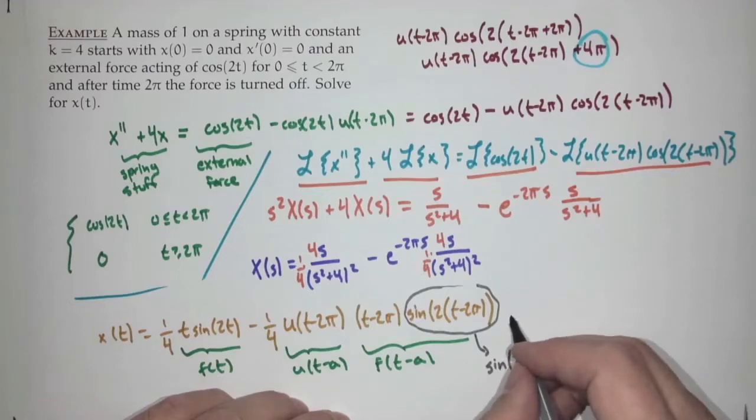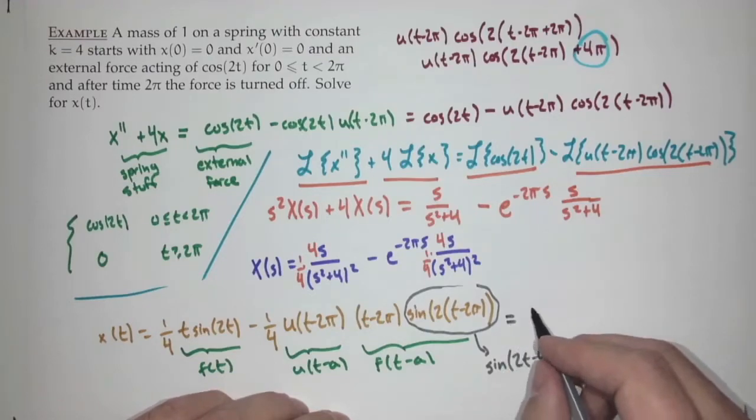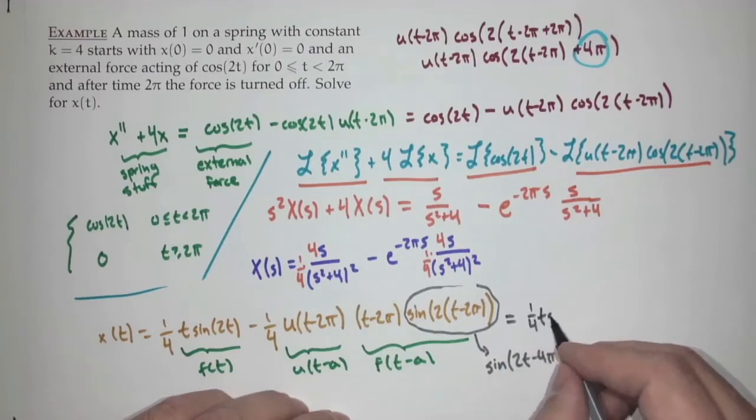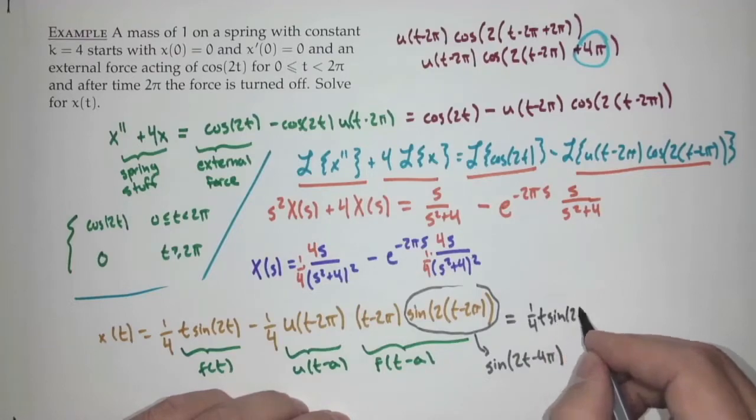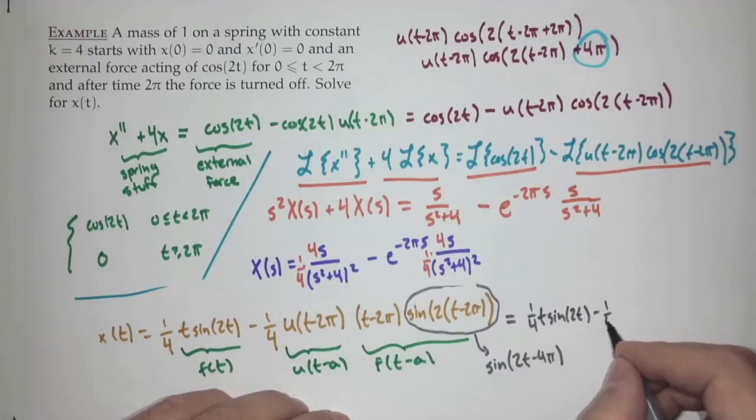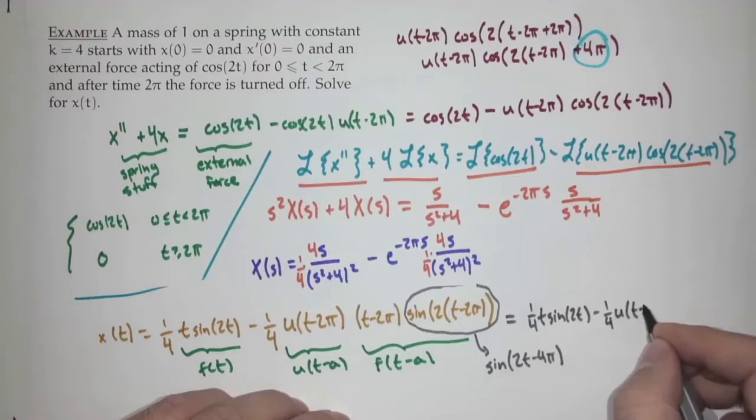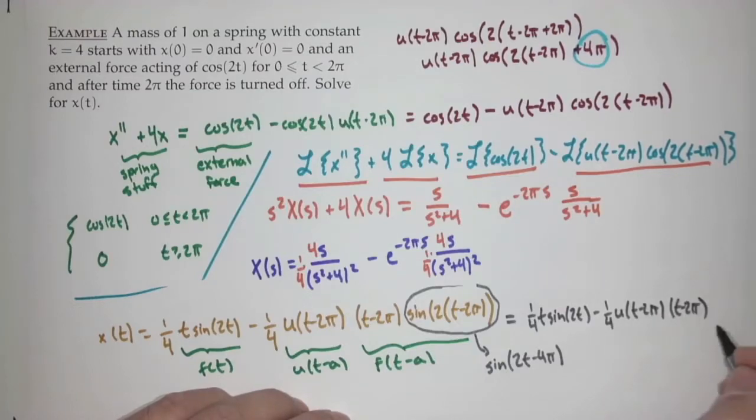So we can write this as 1/4 t sine 2t minus 1/4 u of t minus 2 pi, t minus 2 pi. Oh, I did not plan this well. Sine, oh, come on, 2t. Okay, I'll say that fit. All right, just barely. That's a perfectly fine answer.